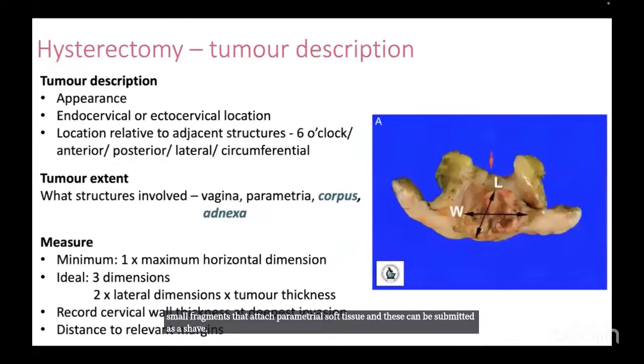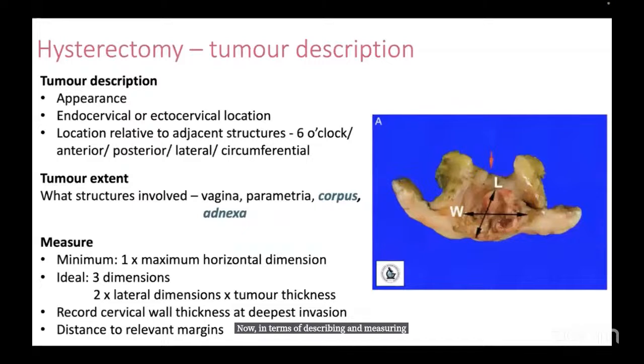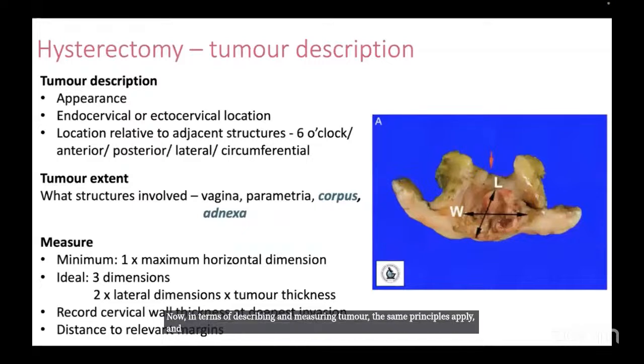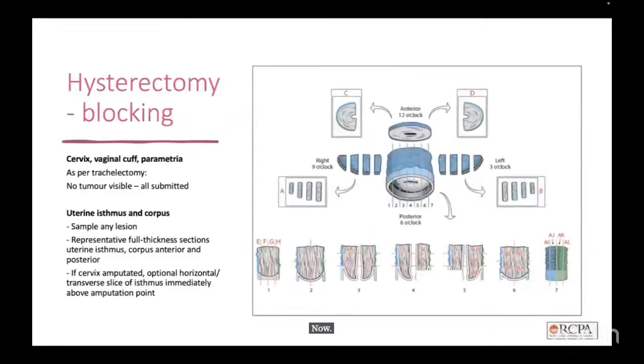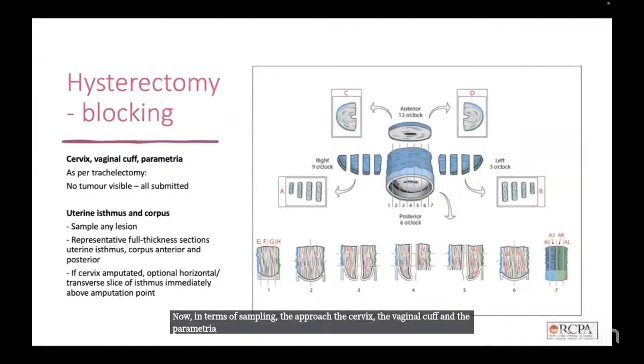Now, in terms of describing and measuring the tumour, the same principles apply, and this is the same slide from the trachelectomy discussion, with the only additions being that you now need to factor in any extension of the tumour into the uterine corpus or involvement of the adnexa. Now, in terms of sampling, the approach to the cervix, the vaginal cuff, and the parametria is the same as for a trachelectomy. So if no tumour is seen, the entire specimen is submitted.